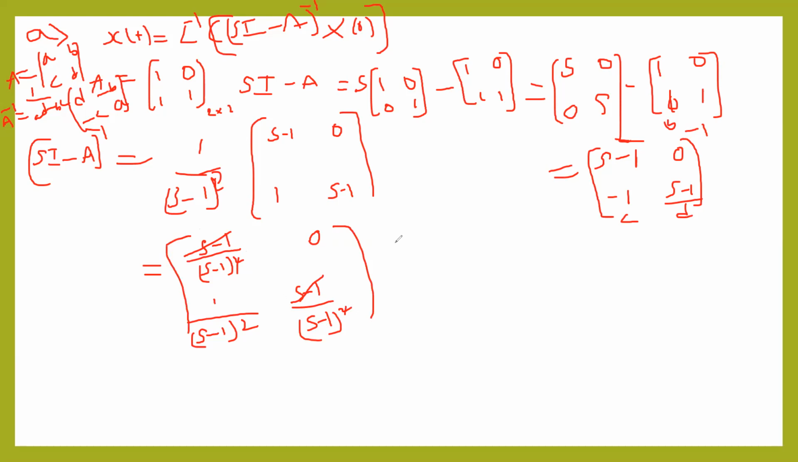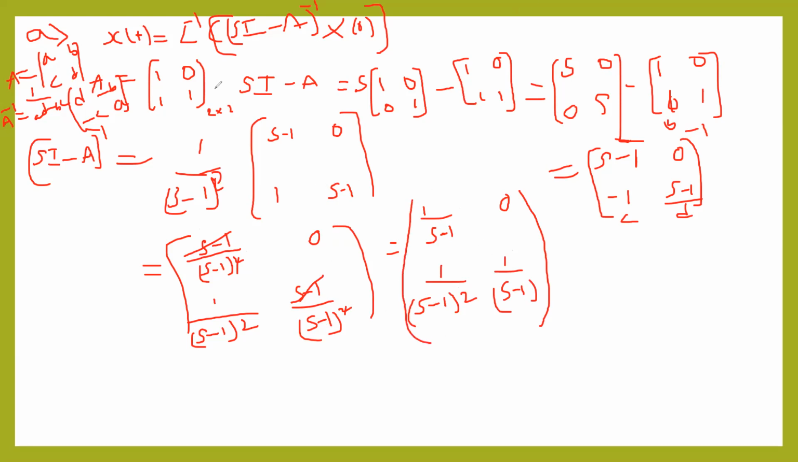Okay. So what is the matrix? 1 by S minus 1, 0, 1 by (S minus 1) whole square, next 1 by S minus 1. This is (sI minus A) whole inverse into x of 0. X of 0 is 1 0. What initial conditions did he give us? 1 0.